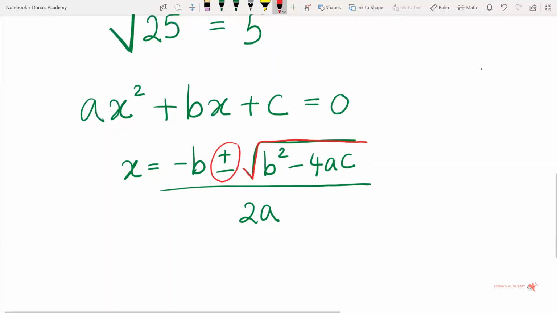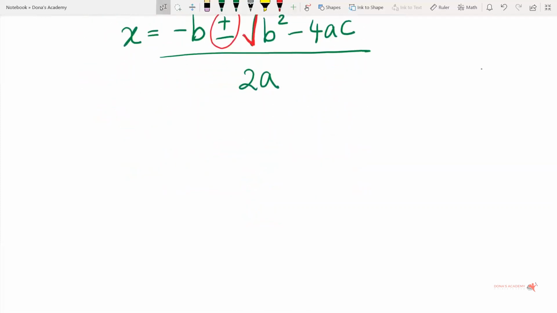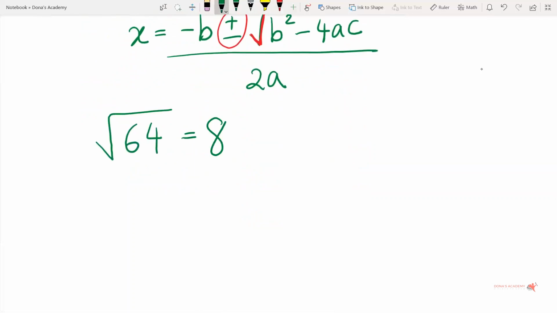So this symbol represents only a positive square root. For example, if you have square root of 64, is it plus or minus 8? No, it is just positive 8. If you have square root of 9, it is positive 3. So don't forget that.